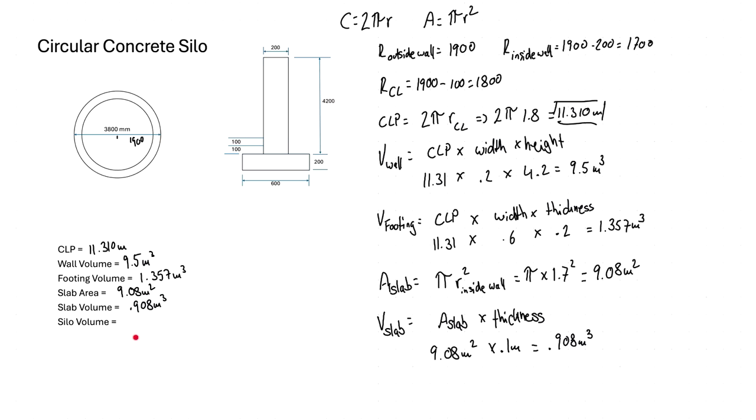So now we have one more to do, the silo volume, and I'll pop that down here. So volume, silo. Now, this is where we want to find out the volume, not of concrete, but the volume of goods that could fit inside our silo, right? So we want to work inside to inside. And well, do we already know the area of what is happening inside the silo? Well, yeah, we do, right? We figured out the slab area.